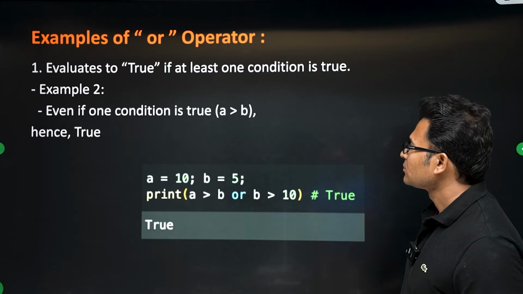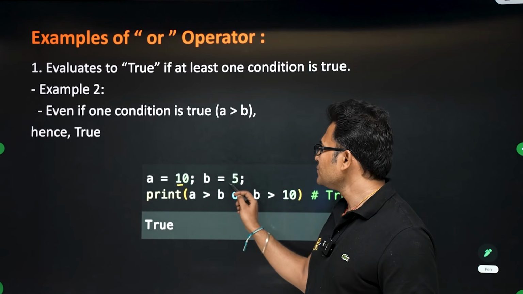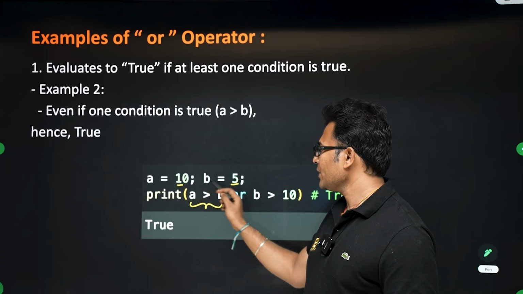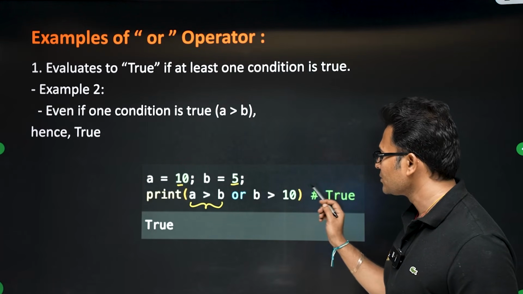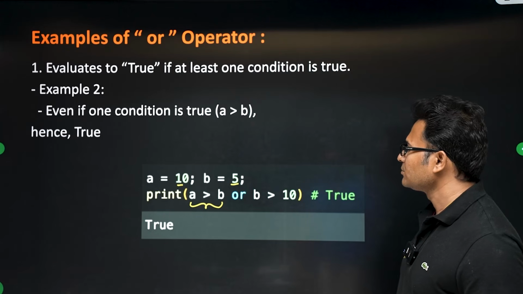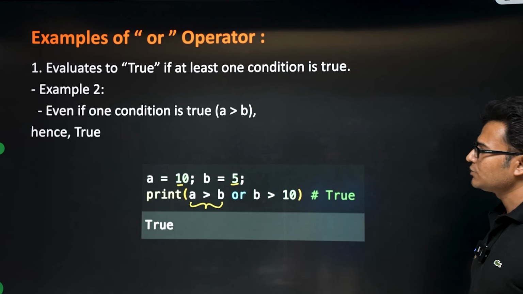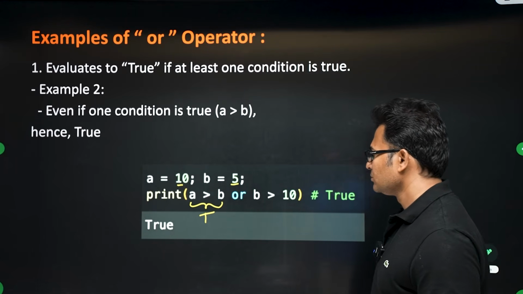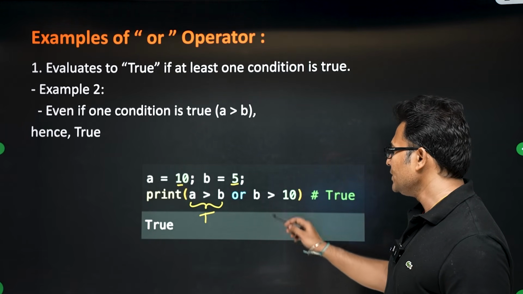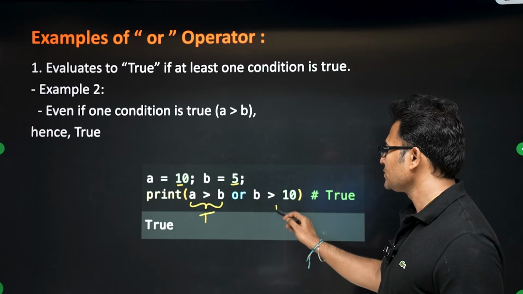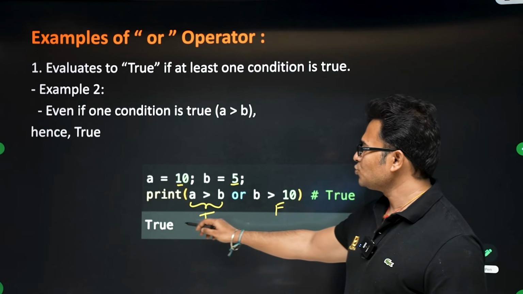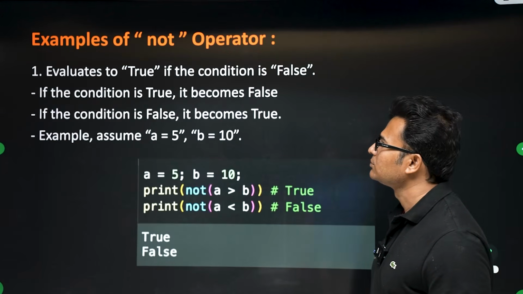Now, A is 10. B is 5. A is greater than B. It is right, right? So 10 is greater than 5. B is greater than 10? So A is greater than B is true. B is greater than 10 is false. B is 5. It is not greater than 10. So at least one of them is true. That is why the answer is true.